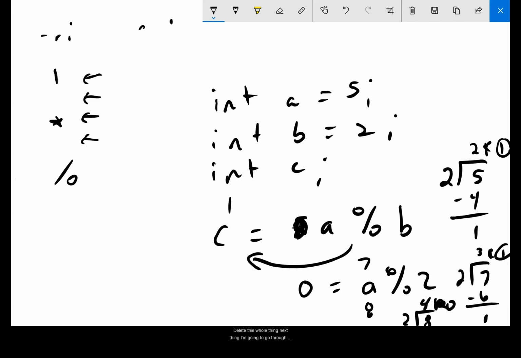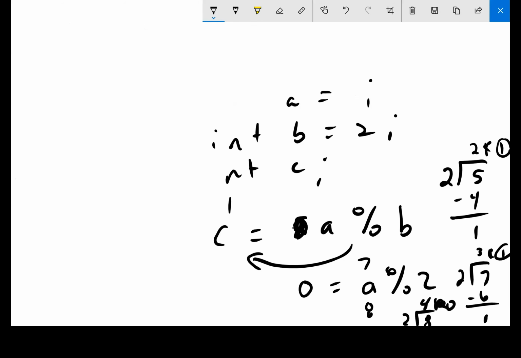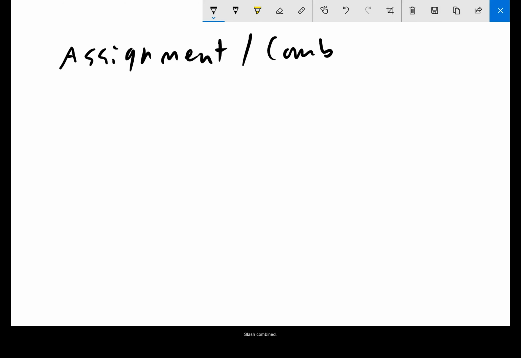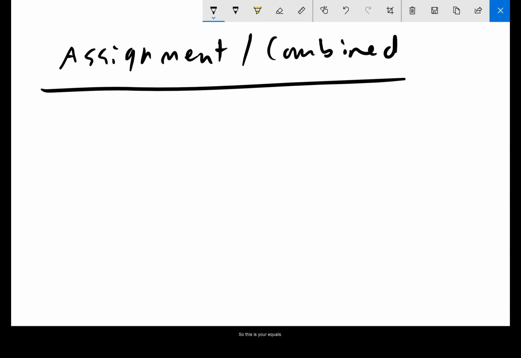Delete this whole thing. Next thing I'm going to go through quickly is the assignment operators and combined operators. So we got assignment / combined. Okay, so this is your equals. Use this to assign.